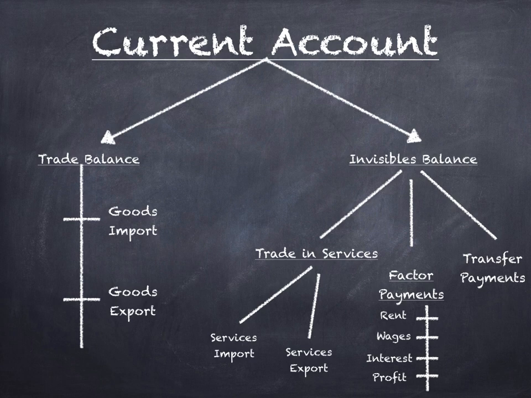So let's suppose I am an Indian and I own a land in USA. So on that piece of land in USA, I earn some amount of rent. So that rent would be noted down in invisible balance of current account.